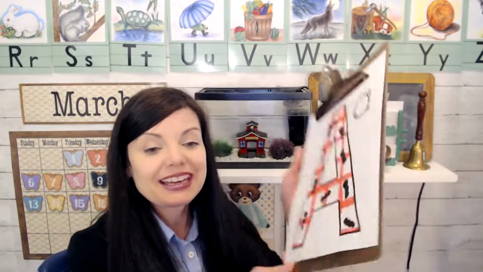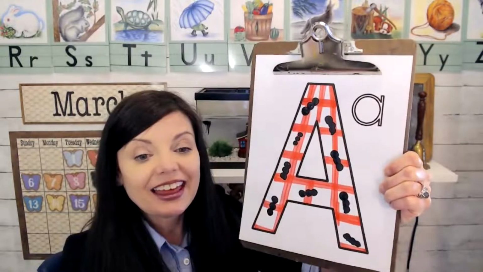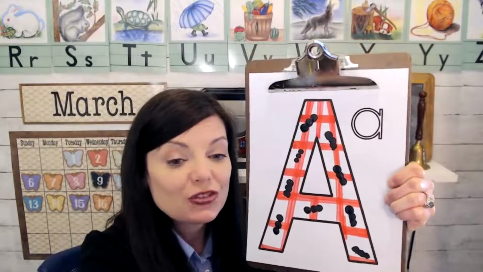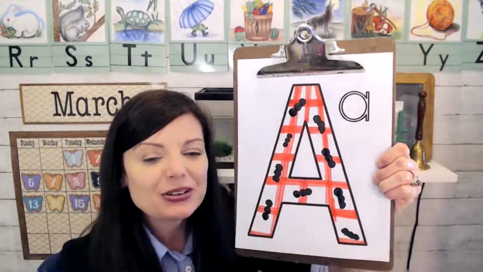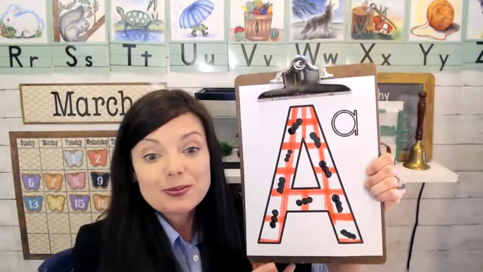What a fun theme. A is for ants. So we've had a lot of fun today with this theme, and I want to share some ideas with you. The first thing we did was we decorated the letter A to look like a picnic blanket. We just used red lines. And then I used my finger to finger paint some little ants on there. You could also use a Q-tip if you don't want to get too messy with the paint.